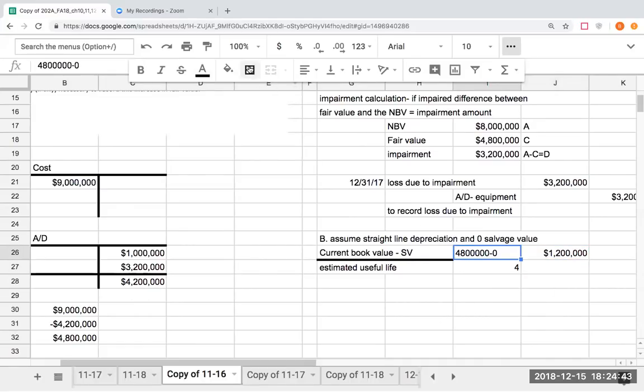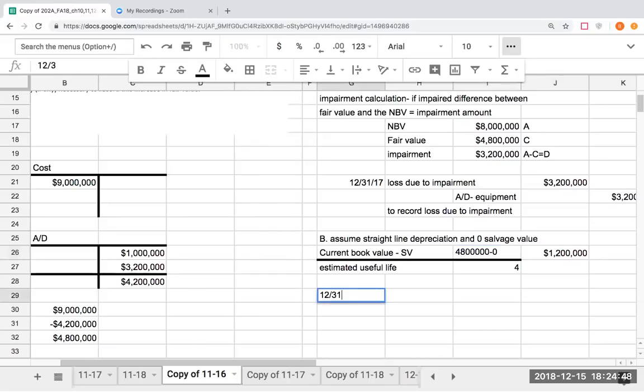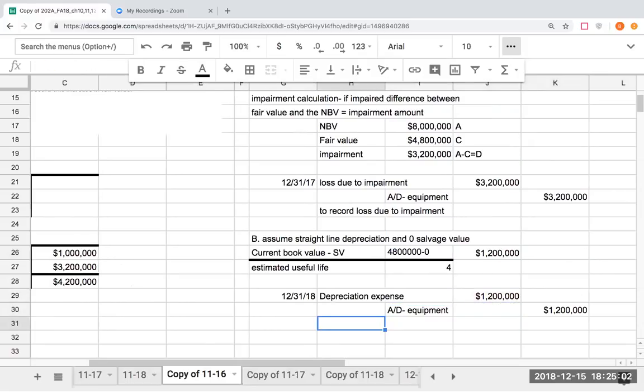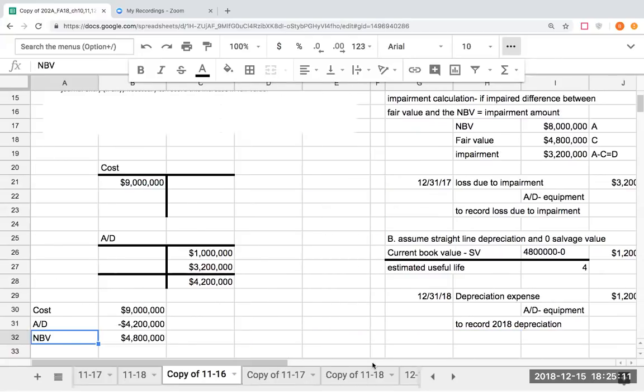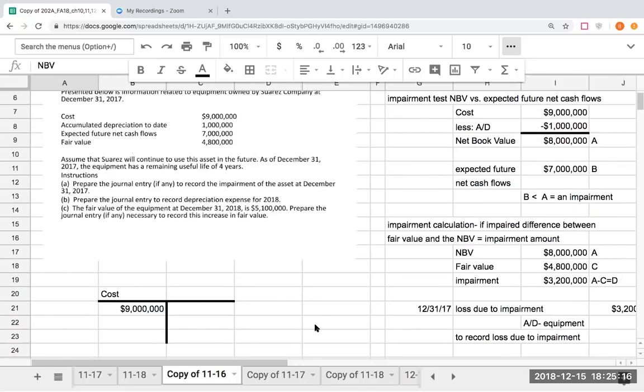So to record the depreciation expense, on 12/31/18, I'm going to debit depreciation expense for 1.2 million, and then I'm going to be crediting accumulated depreciation on that equipment. Okay, so the important thing here is that, again, because we're using the asset, we're going to go ahead and continue to depreciate it.